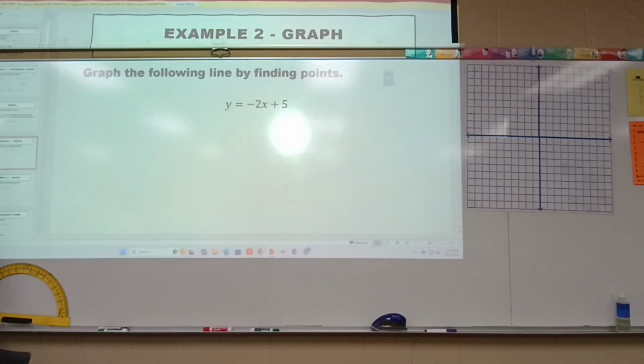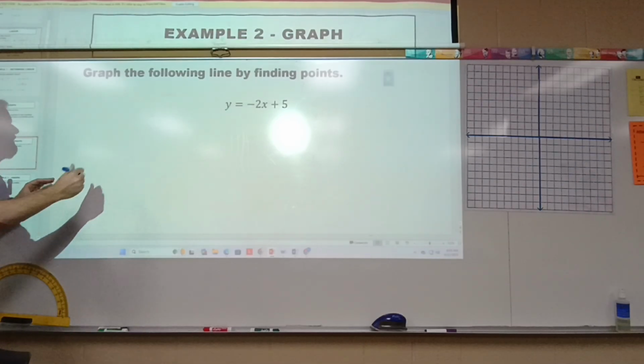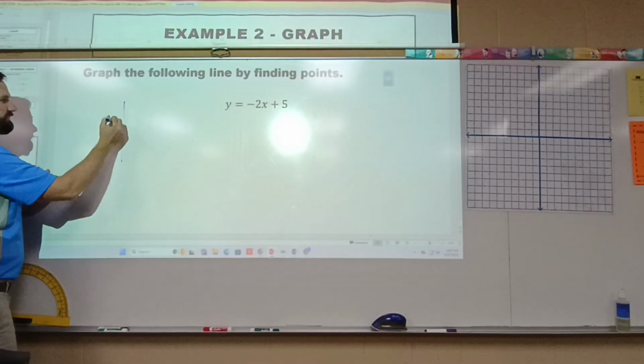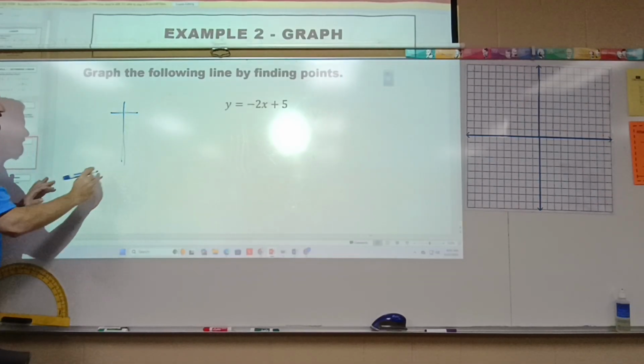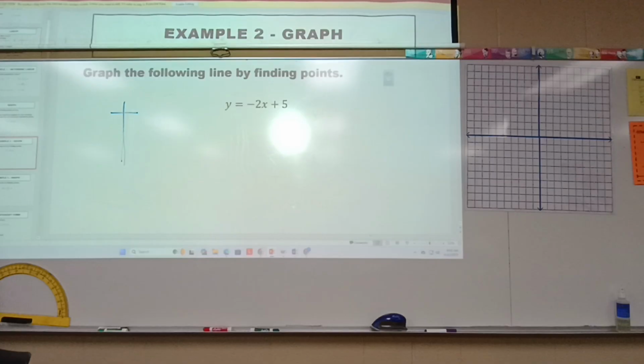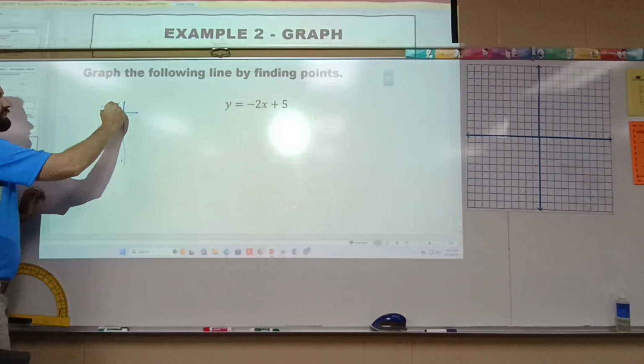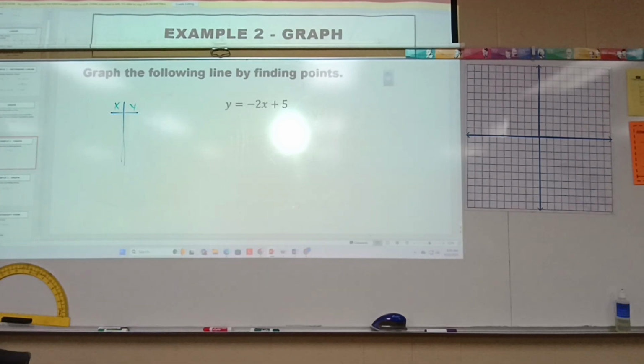The one is by finding points, and this was also on the test. To graph this function finding points, you simply make your t-chart, right? You make an XY chart, right?